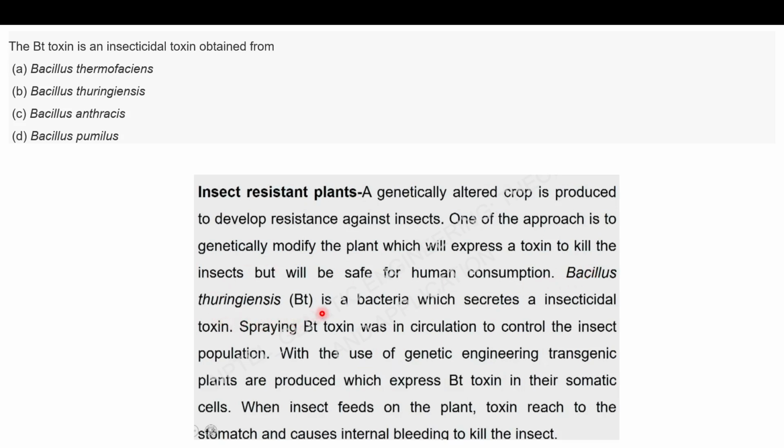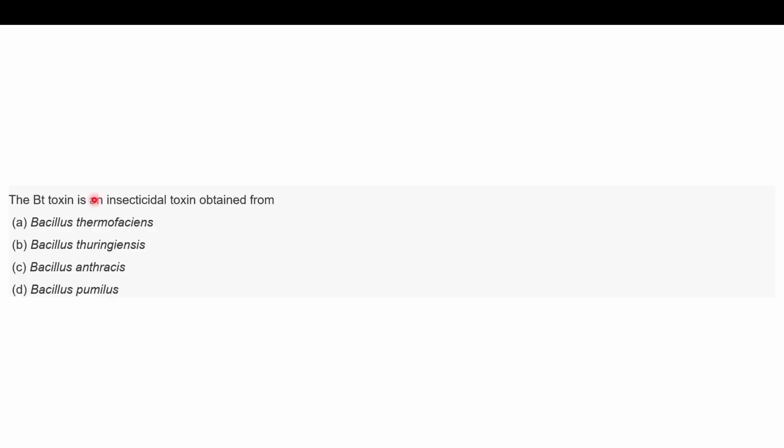So, Bacillus thuringiensis is the bacterium which secretes an insecticidal toxin, and spraying this Bt toxin was in circulation to control the insect population. And when transgenic plants were produced, which express Bt toxin in their somatic cells, and an insect feeds on the plant, the toxin can kill the insect feeding on it, basically by causing internal bleeding. Okay, so the correct option: this toxin is obtained from which particular bacterium? It's Bacillus thuringiensis, option B.